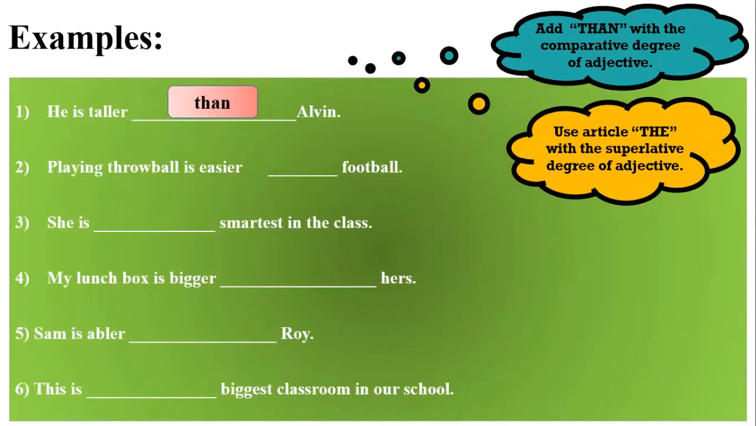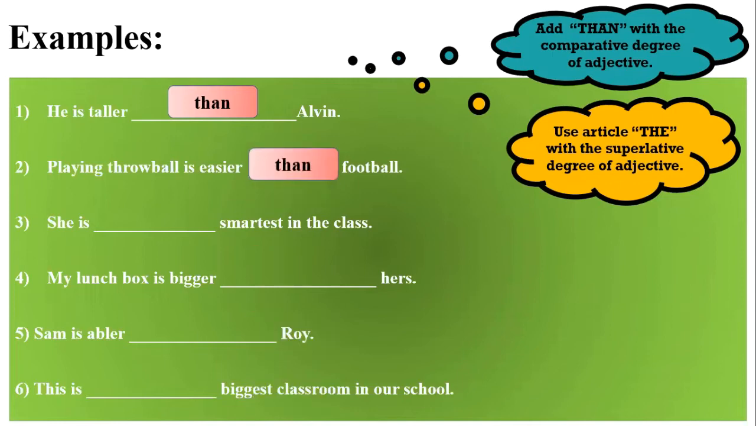Next one, playing throw ball is easier dash football. Now you're comparing between football and throw ball. Two things are there, throw ball, football. So when you're comparing and when you use easier, which word will you use? Comparative degree, that is than.